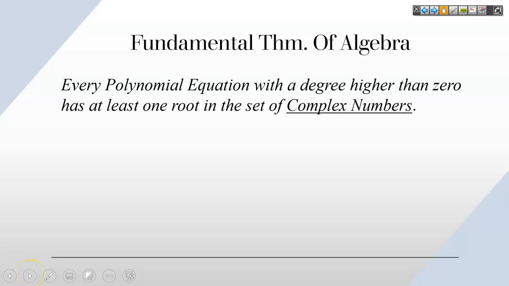So we're in Algebra 2. Today we're going to learn the fundamental theorem of algebra. What the fundamental theorem of algebra says is that every polynomial equation with a degree higher than 0 has at least one root in the set of complex numbers. If you think about the word complex numbers, that's a plus bi, a real plus an imaginary. So what this is saying is that it may not have a real solution, it may only have imaginary.